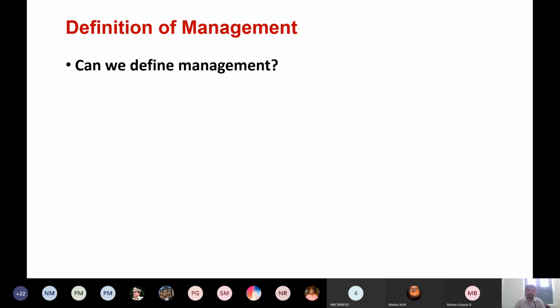Mohammed Tafin. Sir. Can we define management? Sir. Then how will you define management? Sir, it is a process of designing and maintaining, and converting the resources into useful products. That is the definition of the manufacturing process, not management.